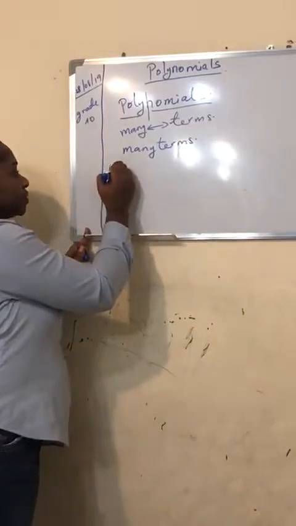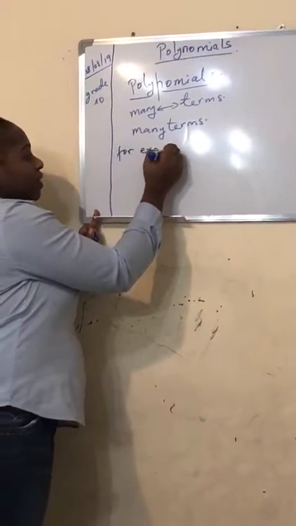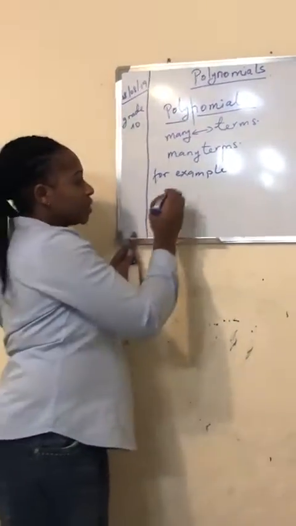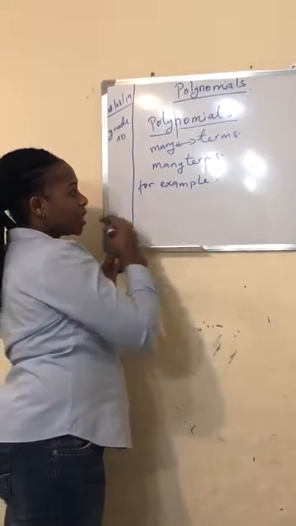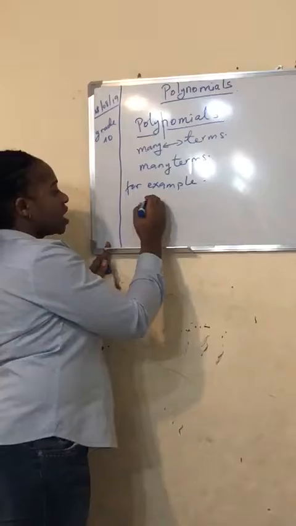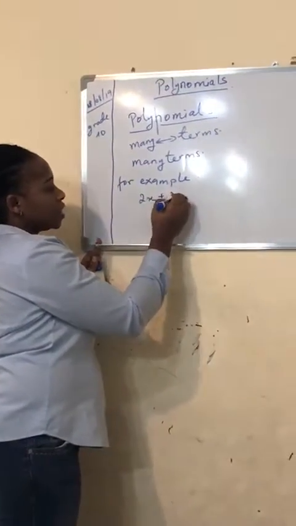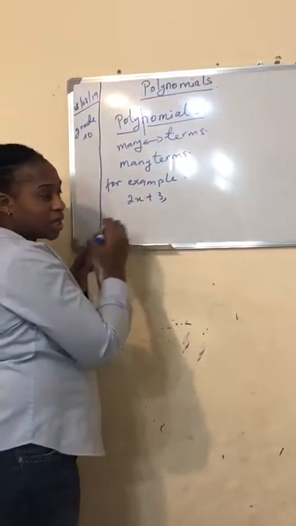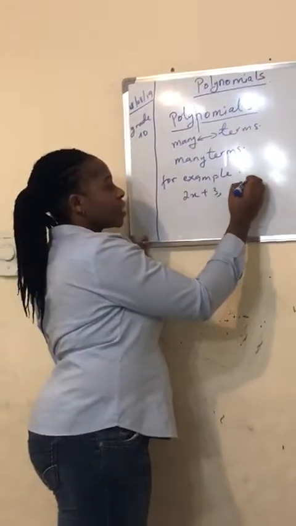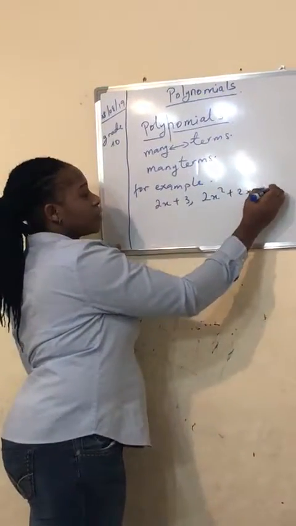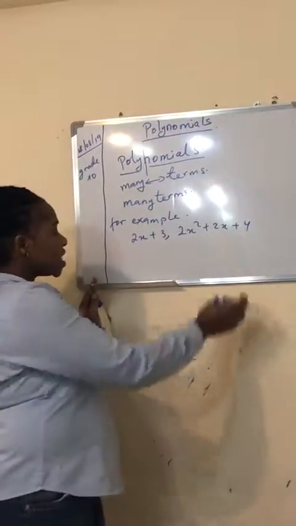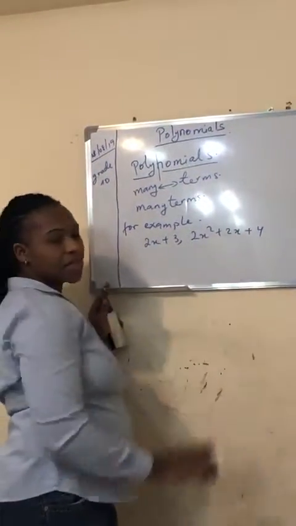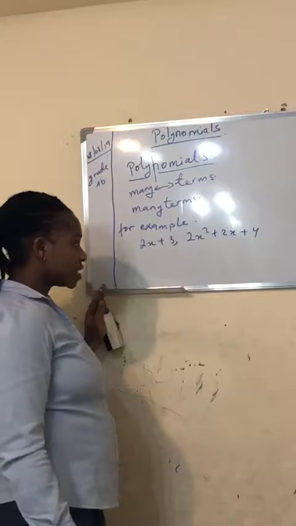For example, we have an expression, let's say with two or more terms. We have 2x plus 3. It's an example of a polynomial. We have 2x squared plus 2x plus 4. It's an example of a polynomial. But each of these has a name.